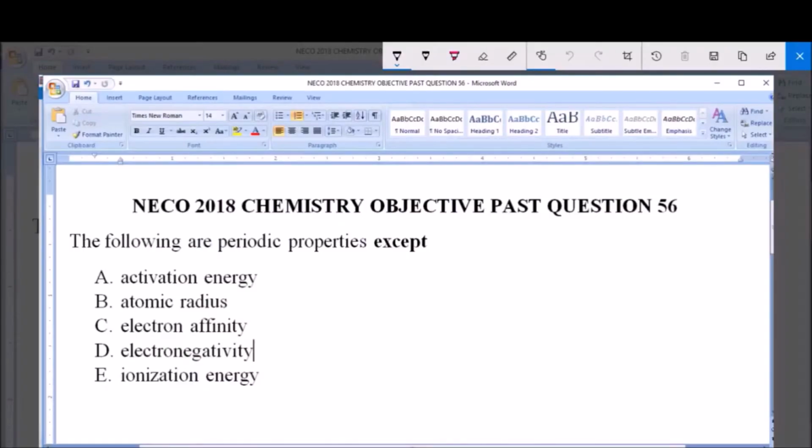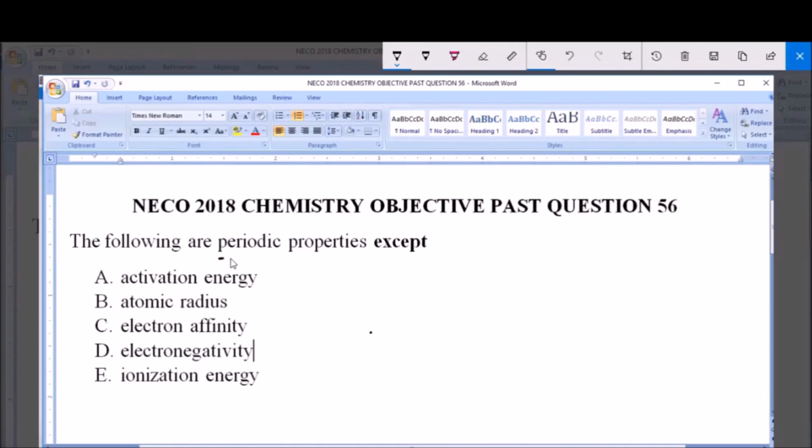I will be answering NECO 2018 Chemistry Objective Past Question 56. The following are periodic properties except A. Activation energy, B. Atomic radius, C. Electron affinity, D. Electronegativity, and E. Ionization energy. So we are asked to pick an option which is not a periodic property.